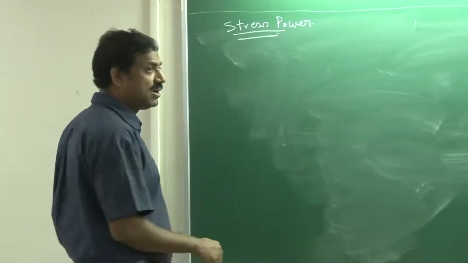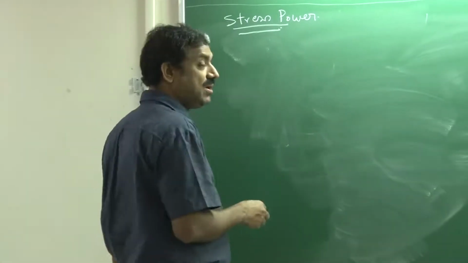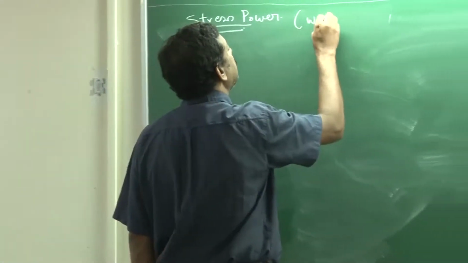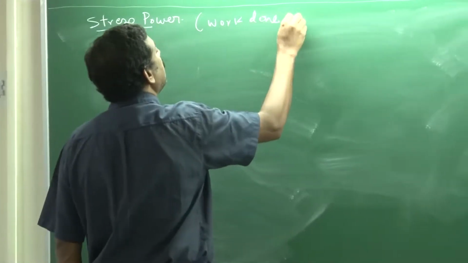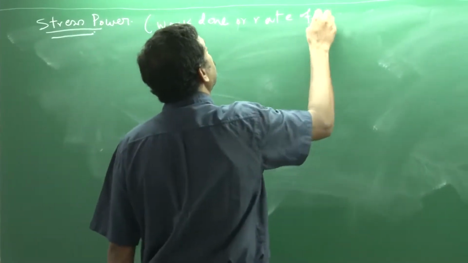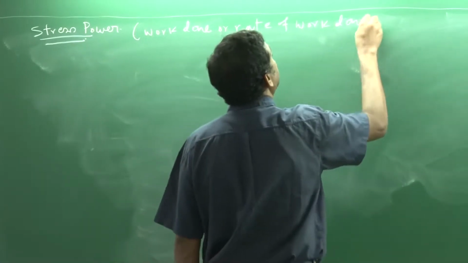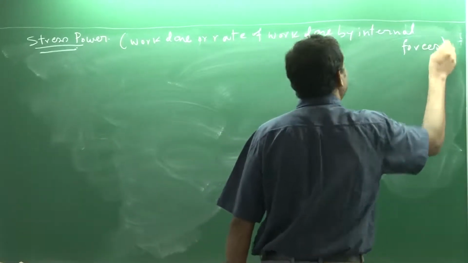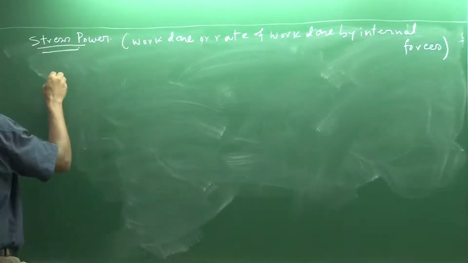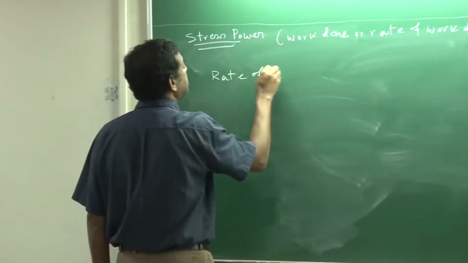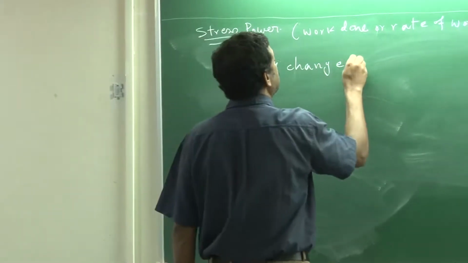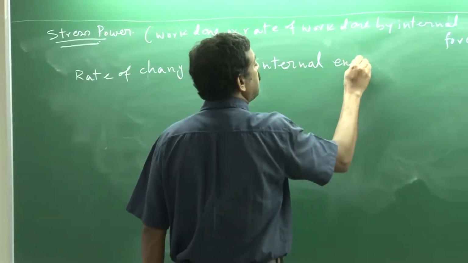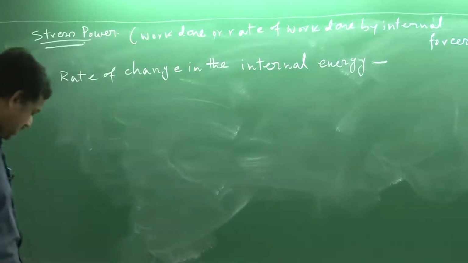Okay, stress power. Why are we doing that? Because this will give an important relationship, energy conjugation. So, the work done, or the rate of work done by internal forces, is the rate of interchange of energy. In some way it can be described as the rate of change in the internal energy. So, that is the stress power.